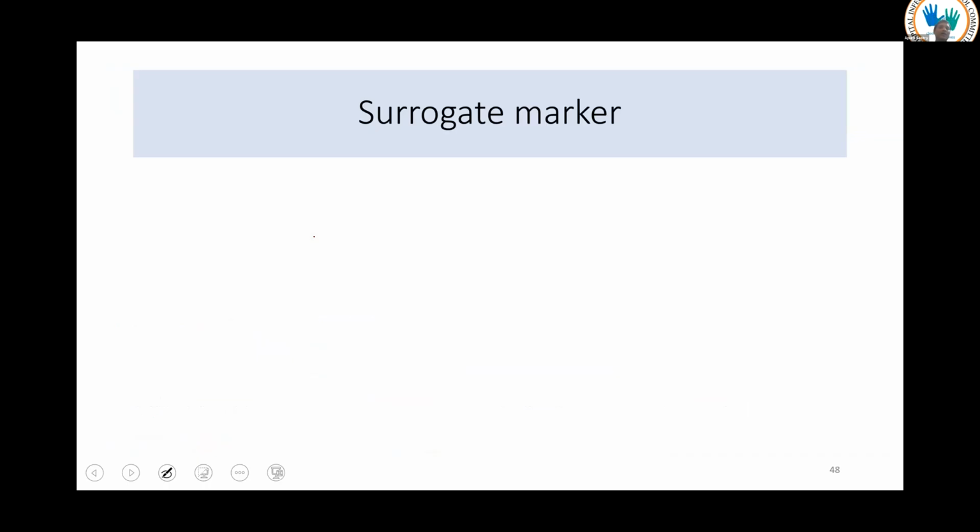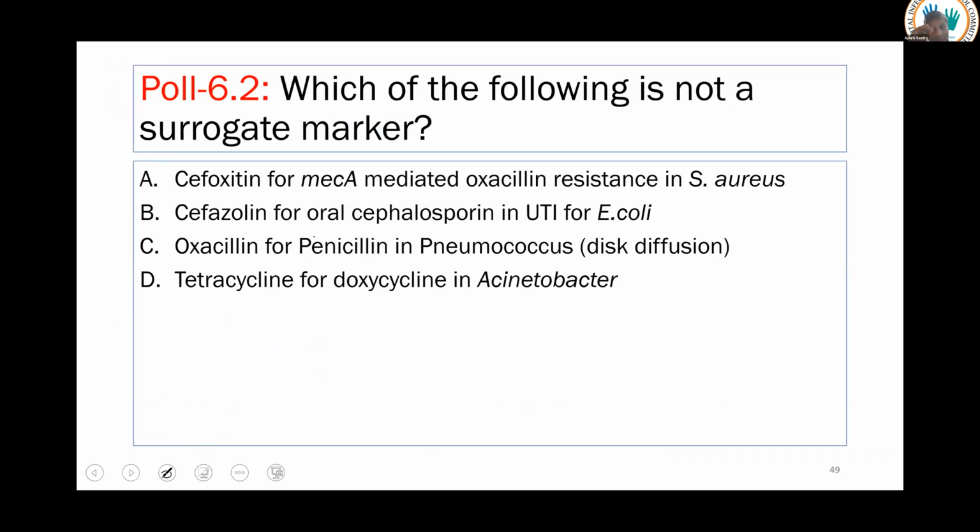Okay. The next is surrogate marker. Can you display the answer? This question also we have discussed, I mean, we have done the polling here. Tetracycline and doxycycline are not surrogate markers. The rest all are surrogate markers. So 47% of you have answered it correct.